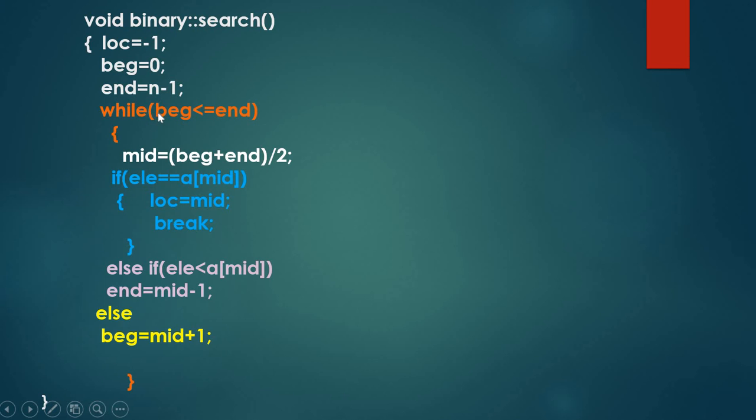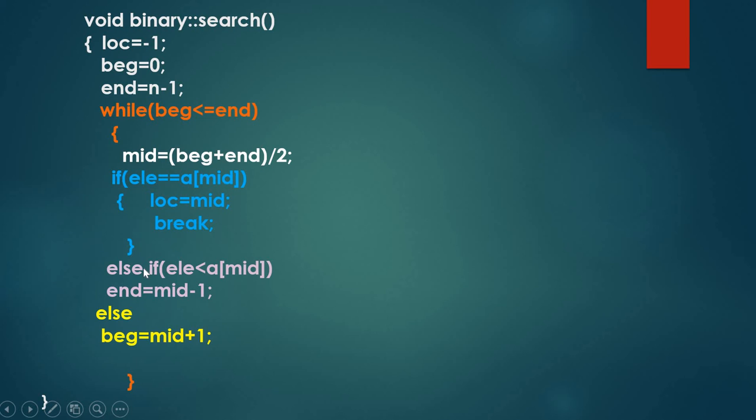Then a while loop: while beginning is less than or equal to end, this loop will repeat. In that while loop, we find the middle position. Mid is equal to beginning plus end divided by 2. Then the three conditions. First condition, ELE is equal to A of mid. If ELE is equal to A of mid, location is equal to mid. If you get the location, we can exit from this loop. The break statement is used to exit from the while loop.